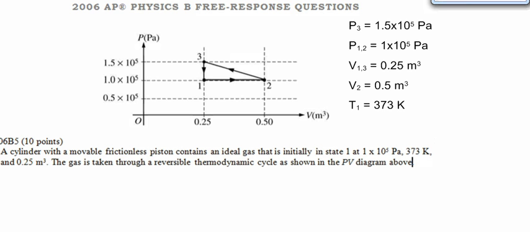So the object starts at 1, progresses through 2 in an isobaric process, then goes up to 3. We can't assume that that's isothermal. We'll have to check and see. And then this last final process is isochoric, or isovolumetric.